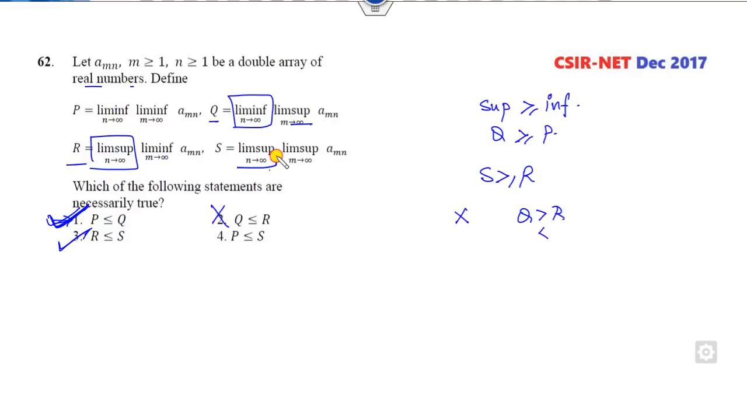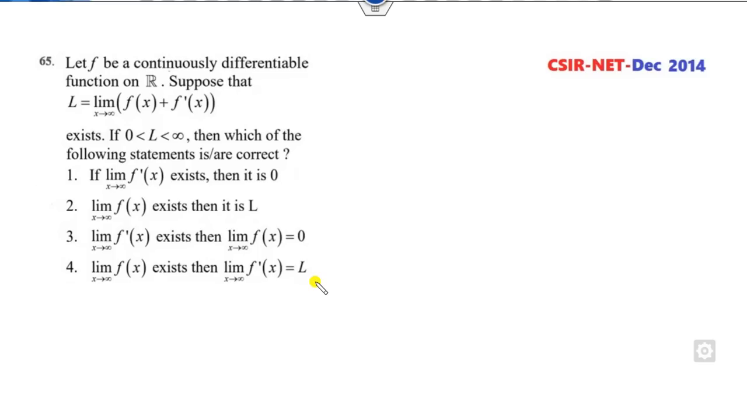P and S, supremum, infimum. Supremum, infimum. We all know supremum is always greater than infimum. So S is always greater than P. So this is the right answer. So A, B and D are my correct answers. You can see that without solving, you can easily solve the problems.